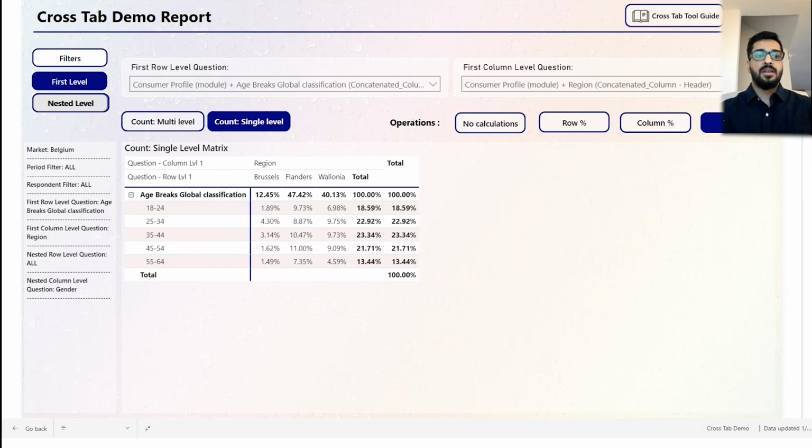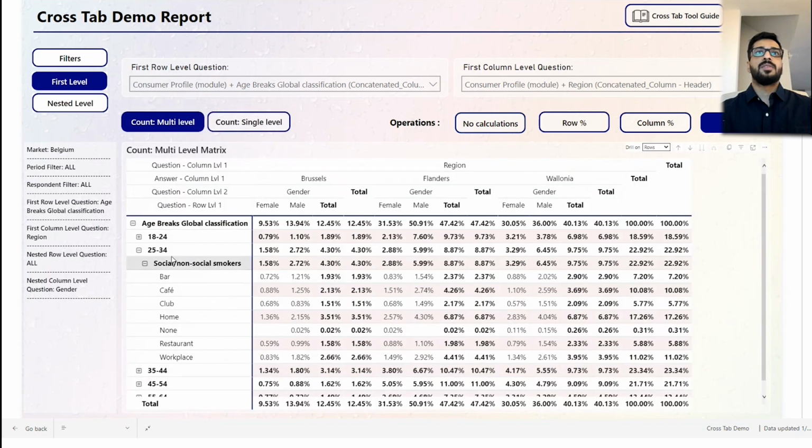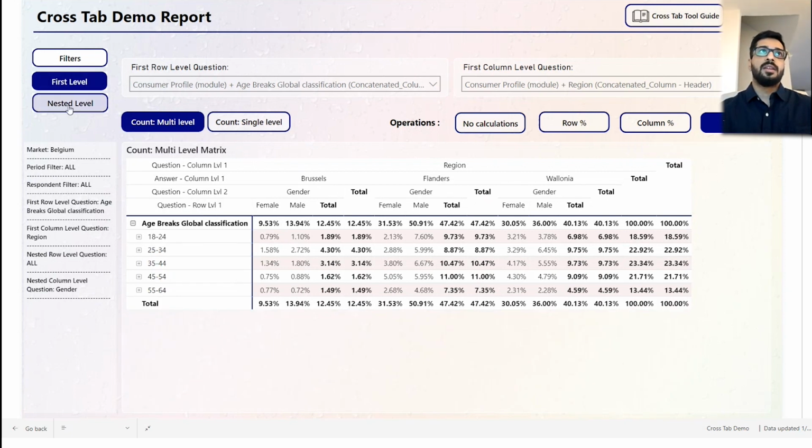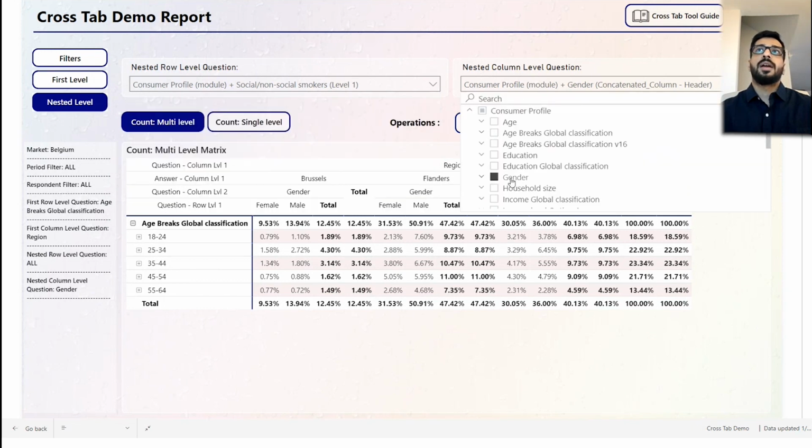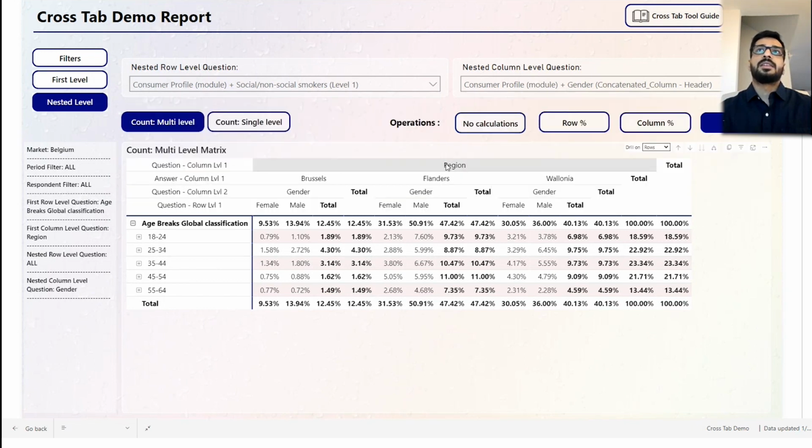Now, if I select multi-level matrix, we can see that there have been other classifications which have been added under row and columns. To first understand what are these, I will click on nested level to see what are my nested level categories. So under rows, we have added social and non-social smoking habits, and under column, we have now added gender. What this means is that within the region, we also have each of the three regions in this case, and within those regions, we have their male and female nested level calculations as well.